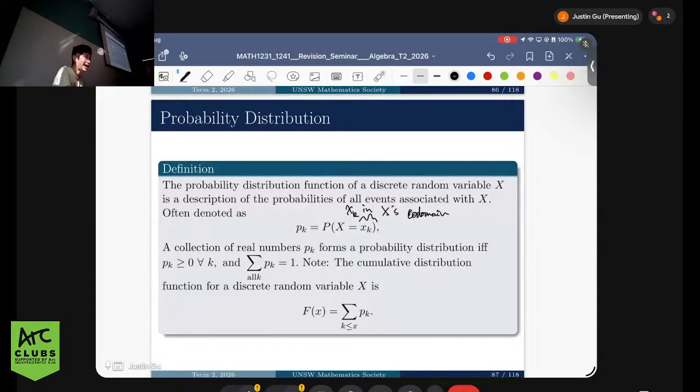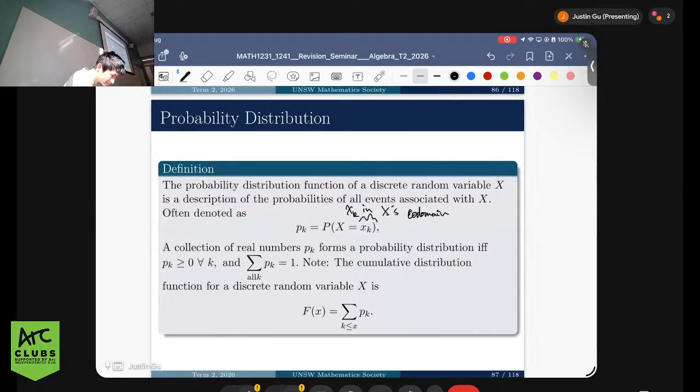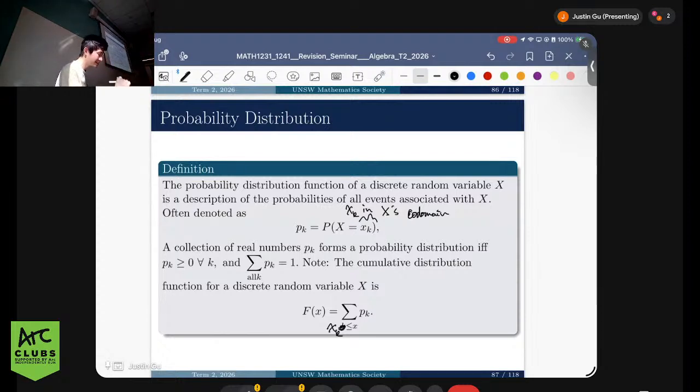Because X should take at least one value. And the cumulative distribution function for a discrete random variable is given by this, where the chance of X being at most x, it should technically be x_k is at most x. Basically, it's summing over all the probabilities of all the x's that big X can be that are less than the x you've provided.